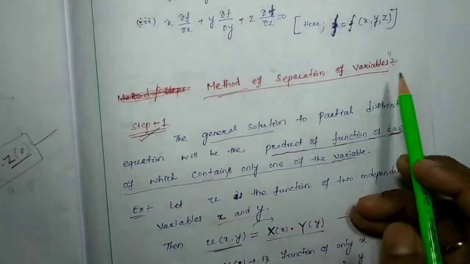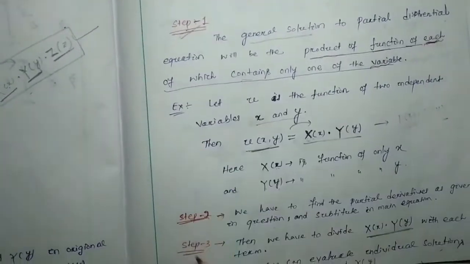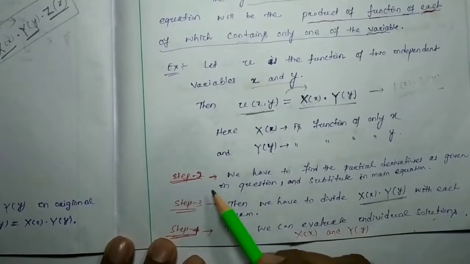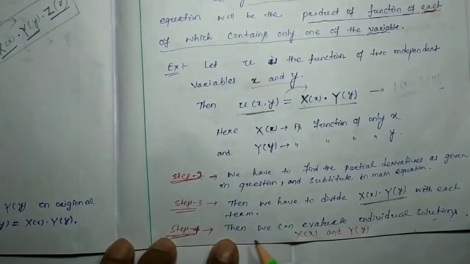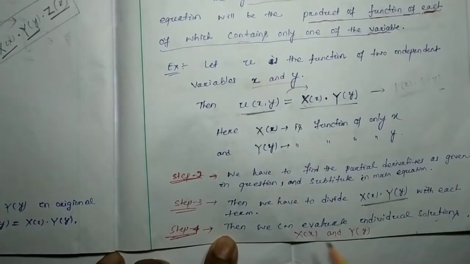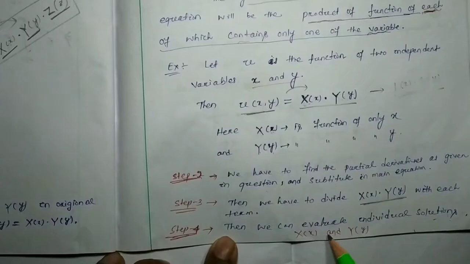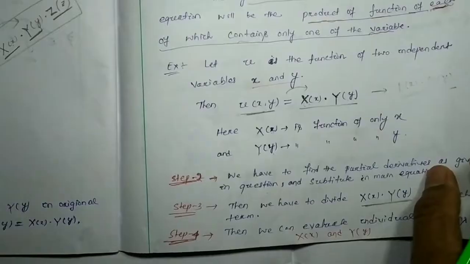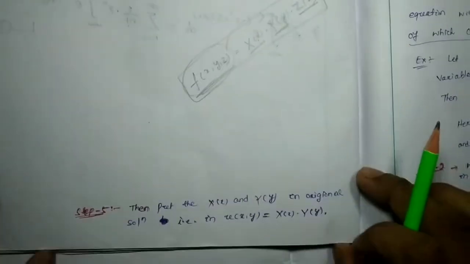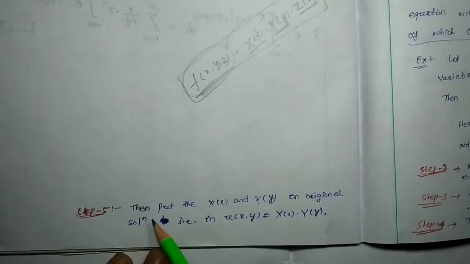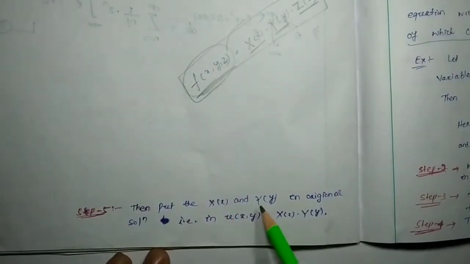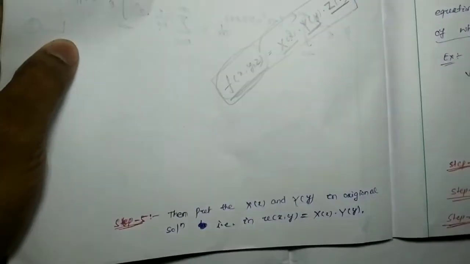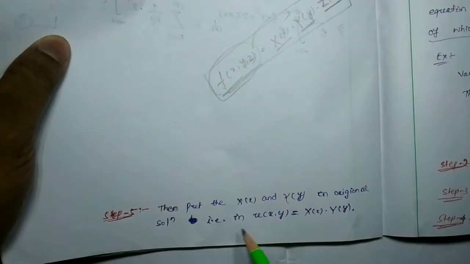The steps were also discussed in detail. In that video I said that up to four steps, we can evaluate the individual capital X and capital Y. Up to this much I have written, but I suggest to all of you that you also add another step: put the X and Y that we evaluated in step 4 into the general or original solution that we defined initially.